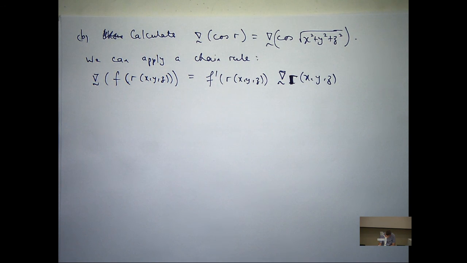So all we really need to do is work out, well, if f is the cosine function, what's f prime? What's the derivative of cosine? Negative sine, right? So that's pretty easy. And then we've actually worked out the gradient of r from the previous question. So we know what that is as well.